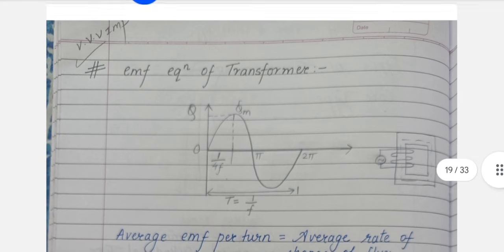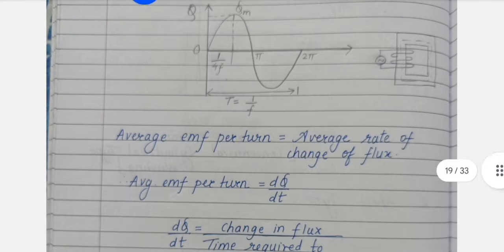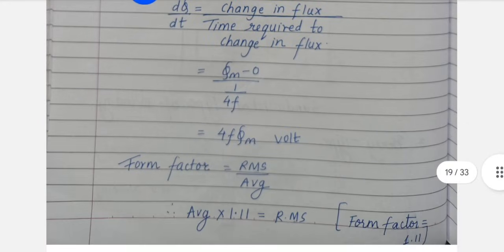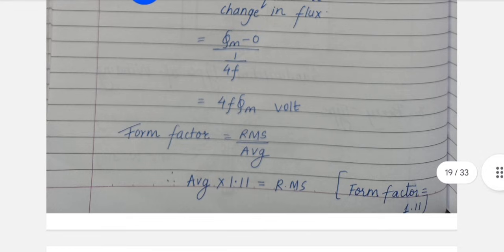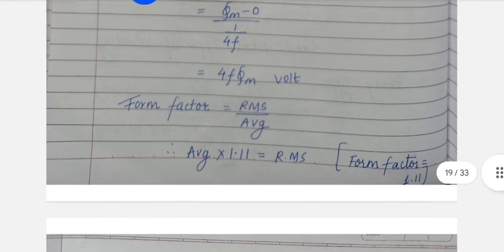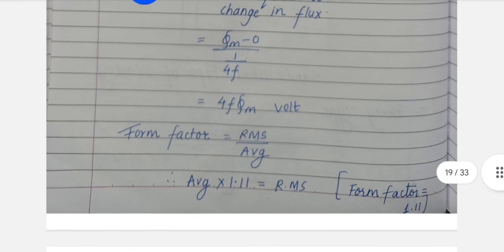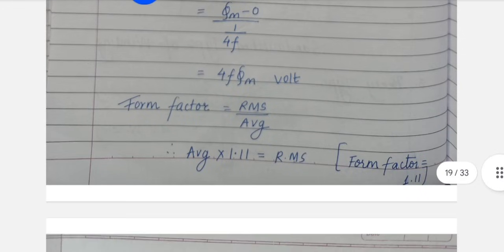And what is the time required? If we consider from 0 to pi by 2, it will be 1 by 4f. So just by rearranging, 4f will go into the numerator and we will get 4f phi m, and as we are deriving for average EMF, this will be in volt. So 4f phi m volt.